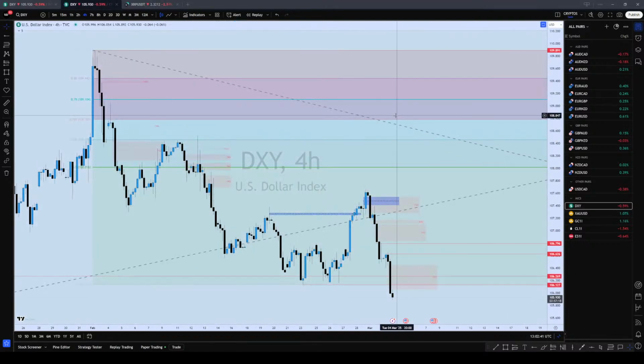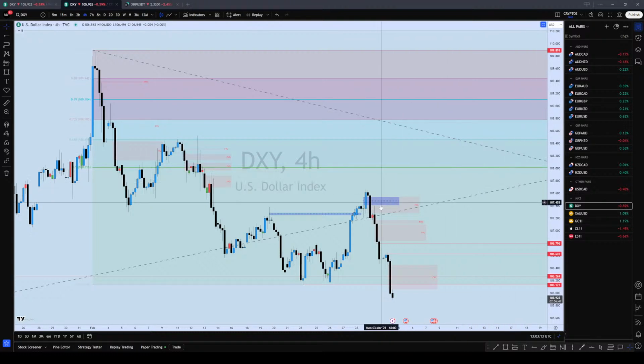So let's start with the dollar index. Wonderful, wonderful, wonderful. I'm excited when I see price action playing out like clockwork.